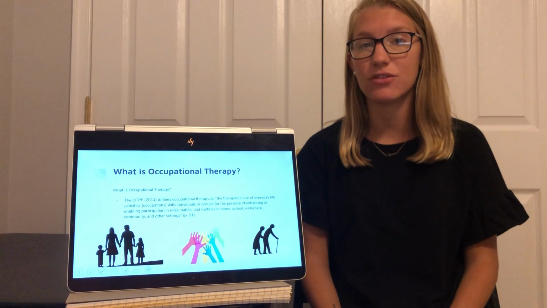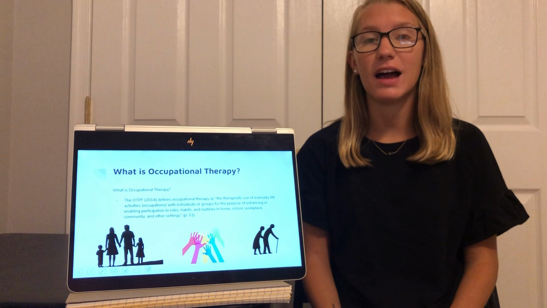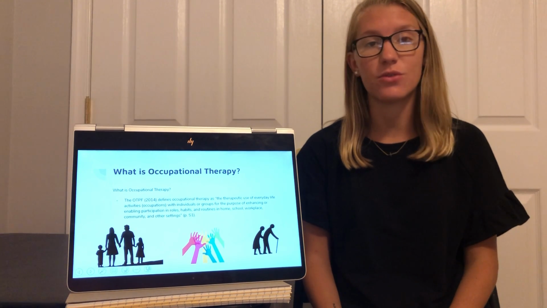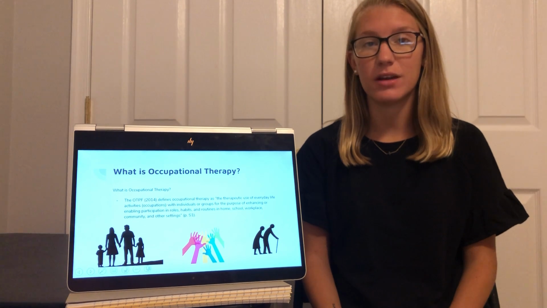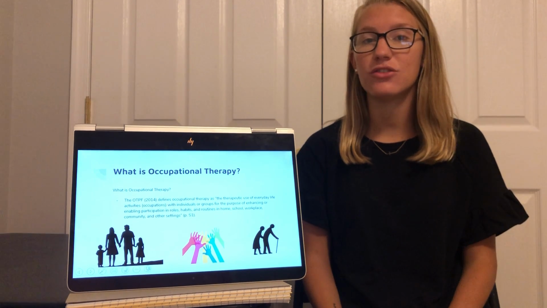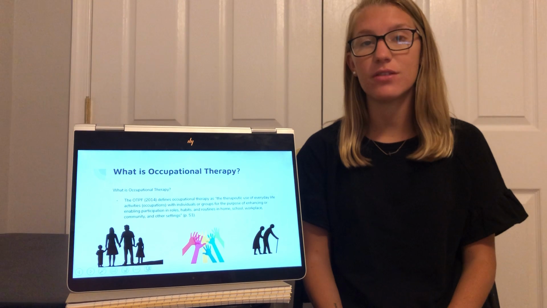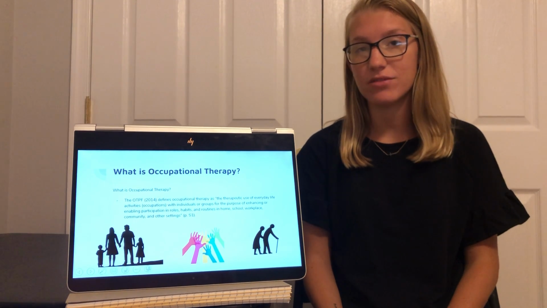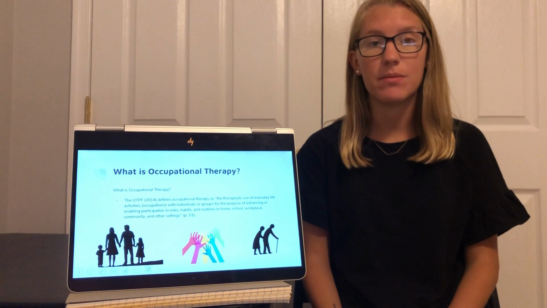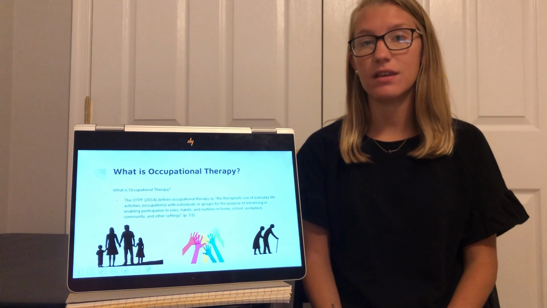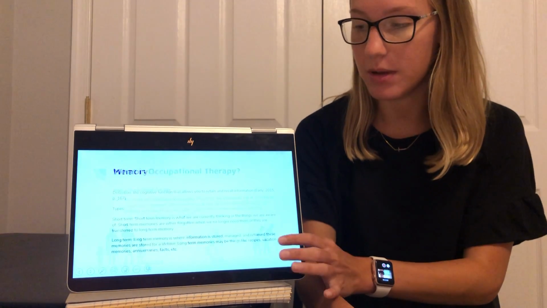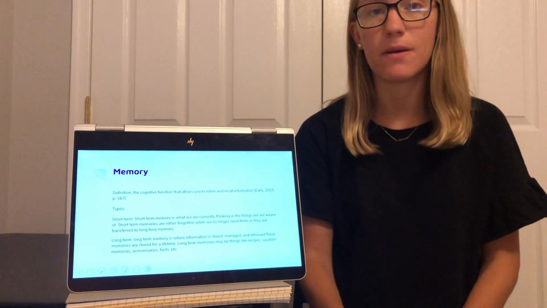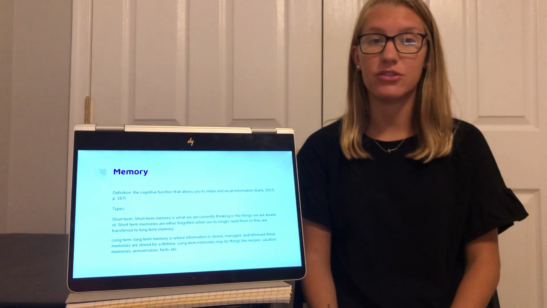So with occupational therapy, we address a lot of different diseases, disorders, and deficits that anyone might experience. So we work with children, families, even to the end of life. And one of the things that we address is memory impairments. So when we talk about memory impairments, we want to look at two things: memory and cognition.